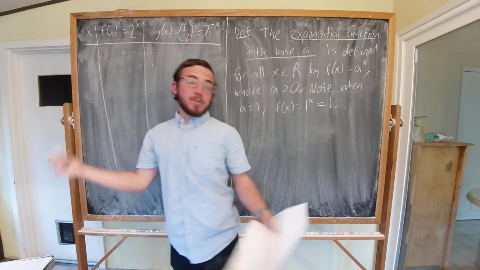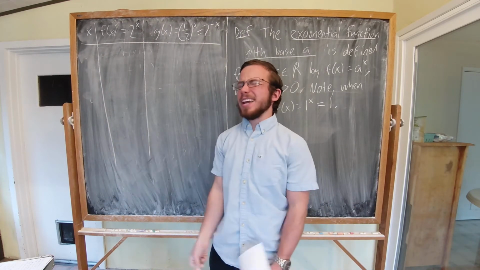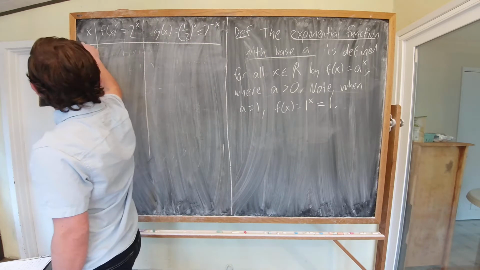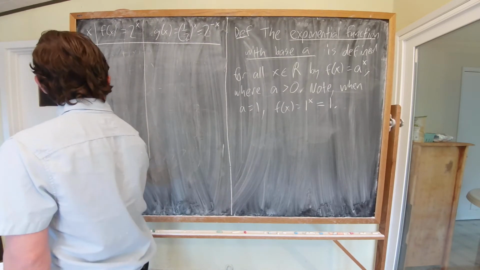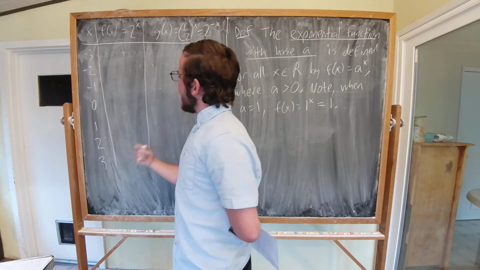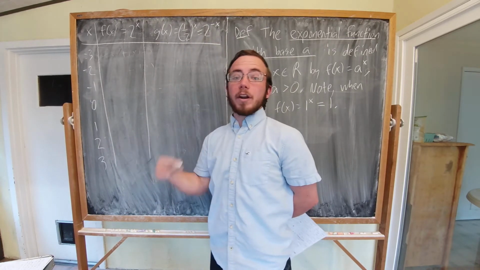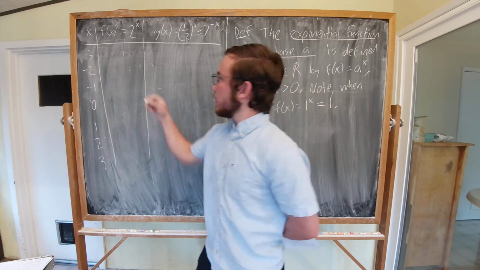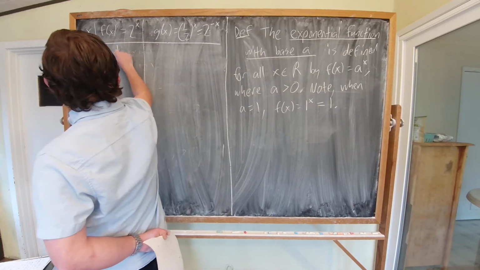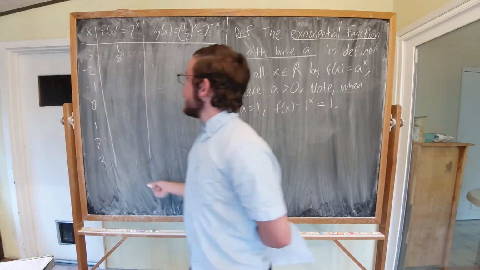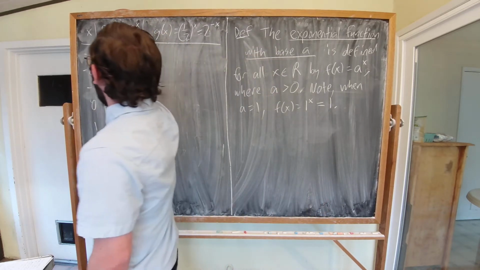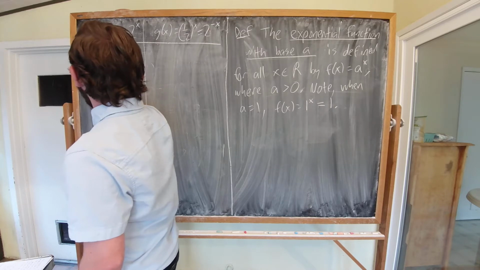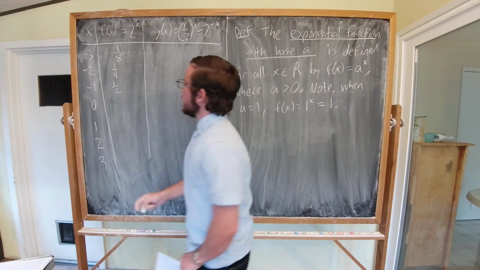Alright, so some test values for x. Let's just do -3 to 3. 2 to the negative third power is 1 over 2 to the third power, so 1/8. 2 to the negative second power is 1 over 2 to the second power, so 1/4. Similarly, we'll get 1/2 there.